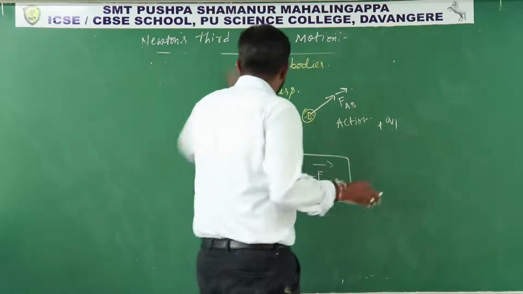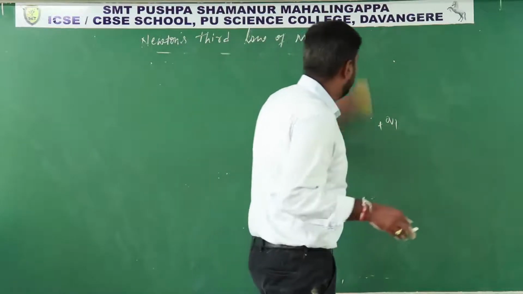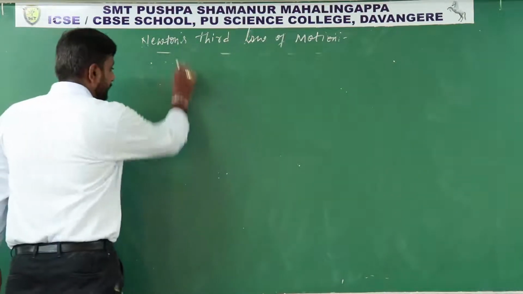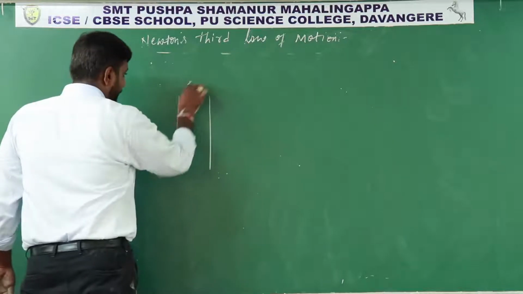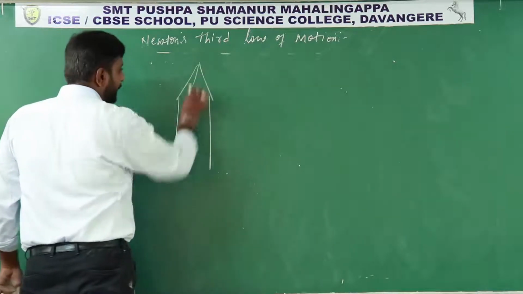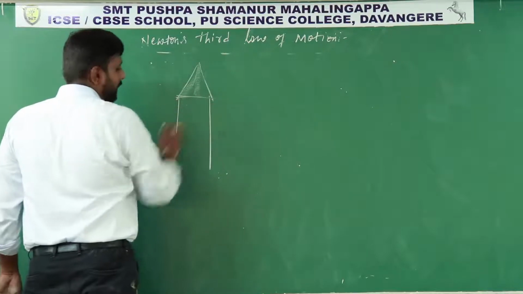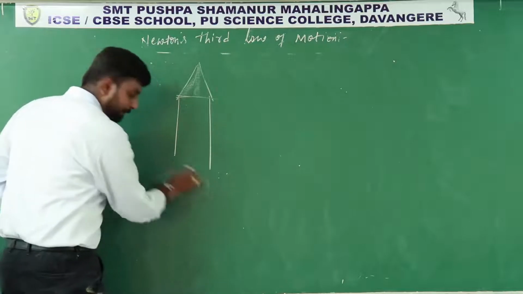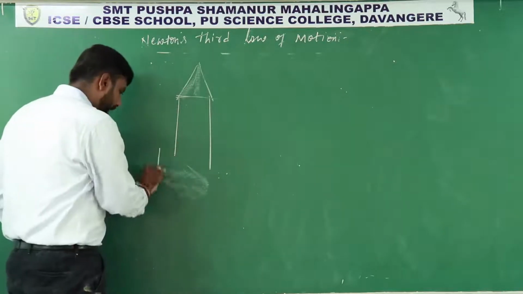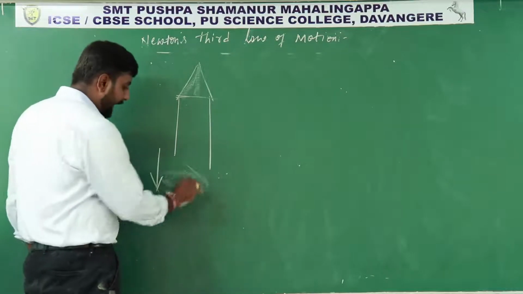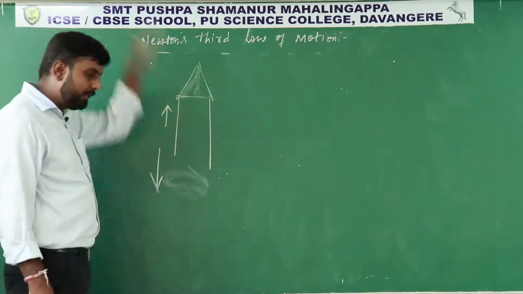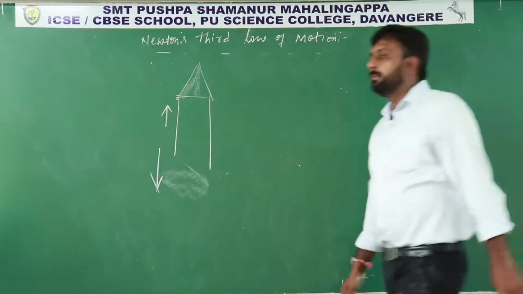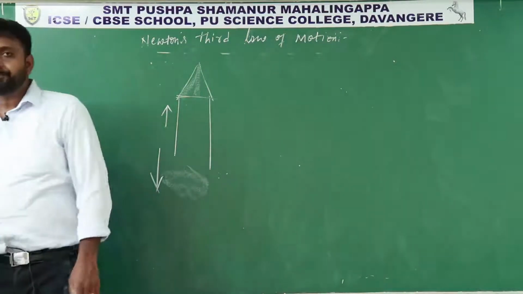Another example for Newton's third law of motion: consider this is a rocket. The rocket applies force on the gases to expel the gas in the downward direction, and the gas applies force on the rocket in the upward direction. This is also an action reaction pair. This is an example for Newton's third law.